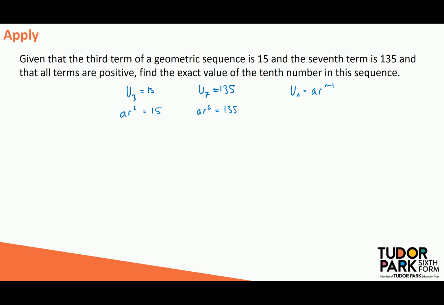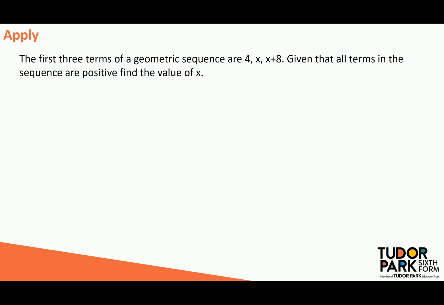Now again, I've got simultaneous equations. This time they're multiplicative simultaneous equations, and the way I'm going to solve these is by using division. So if I write this out underneath, I'm going to divide these equations by each other. That will cancel the a's and leave me with r to the power of 4, and this will leave me with 9. Taking the fourth root of this, I'm going to get the square root of 3, or specifically plus or minus the square root of 3.